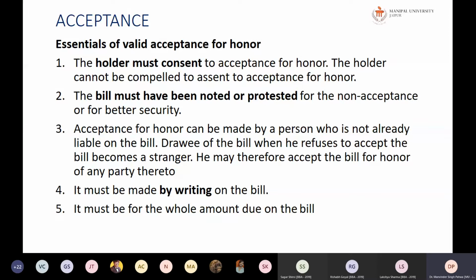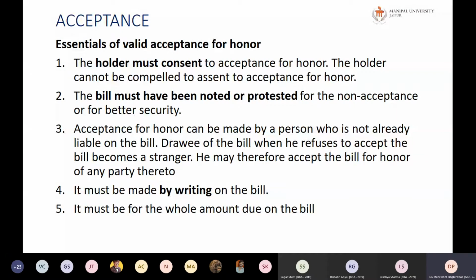First, the holder must consent to acceptance for honor. The holder of the bill, that is the drawer of the bill, must be agreeing that, okay fine, somebody else can accept it, because he actually needs money. So this person is not giving money, but the other person is ready to give the money and is ready to honor the bill for acceptance. So the holder must be ready for it and give the consent for it.